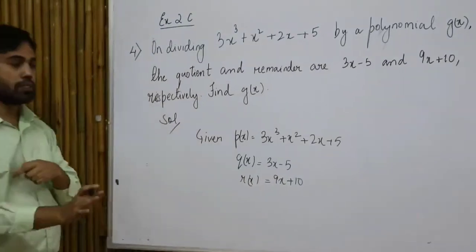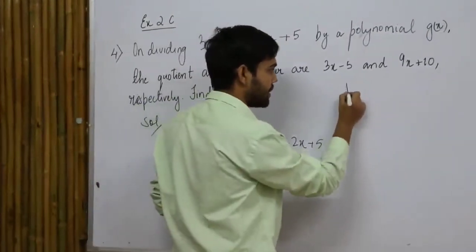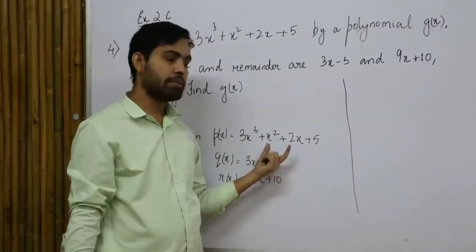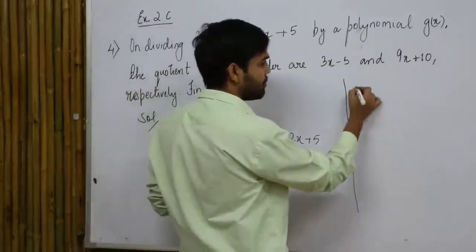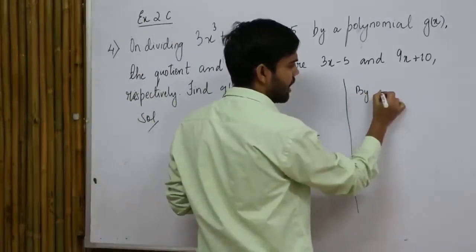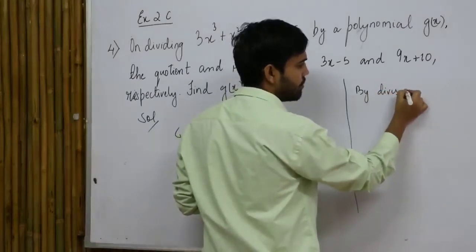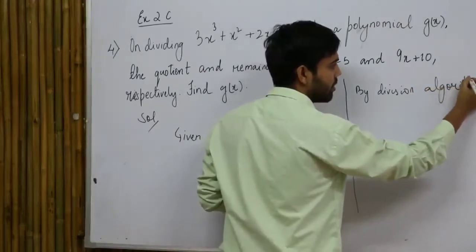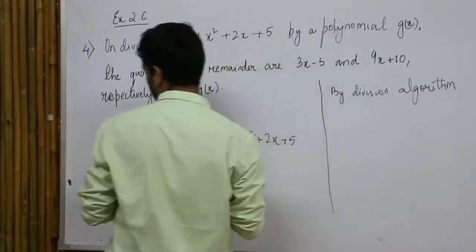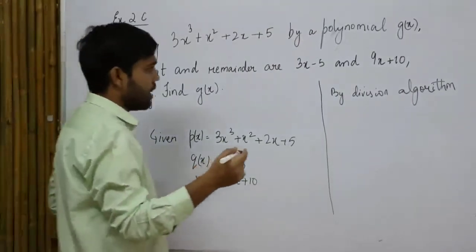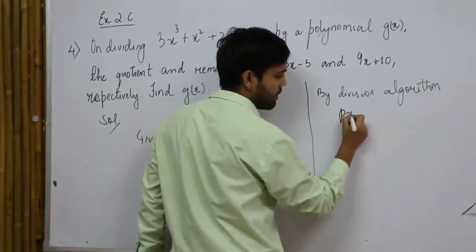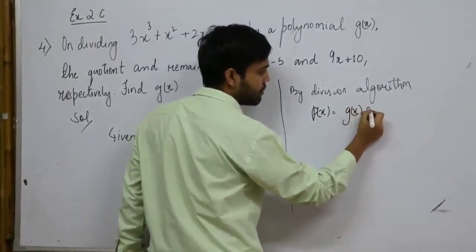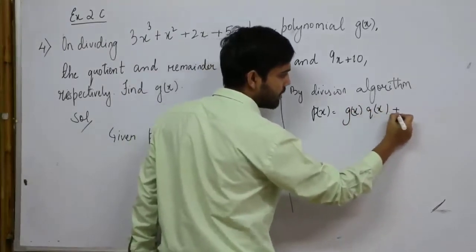Okay, so in here I'll use the division algorithm for polynomials. So what was my division algorithm for polynomials? The dividend is equal to divisor times the quotient plus remainder. Okay, so by division algorithm, I have p of x, this will be equal to gx times qx plus rx.